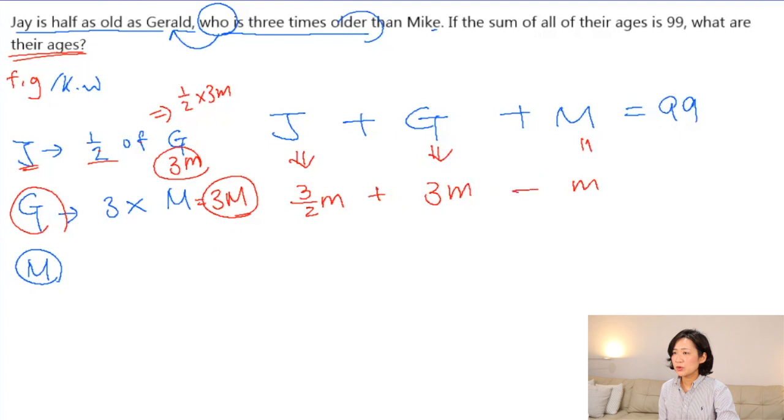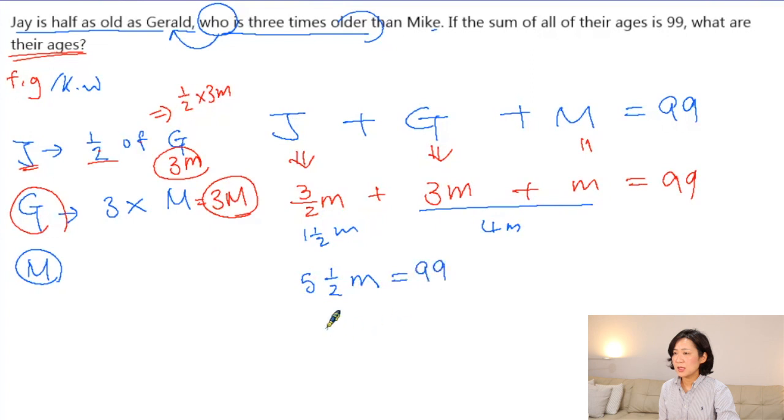Then let's add them all together. We can see 3 halves M, plus 4M, so 1 and a half plus 4M is 5 and a half M, right? So 5 and a half M is 99. Let's change the mixed number into an improper fraction. That gives 11 halves M is 99. M equals, let's divide 99 by 11 halves.